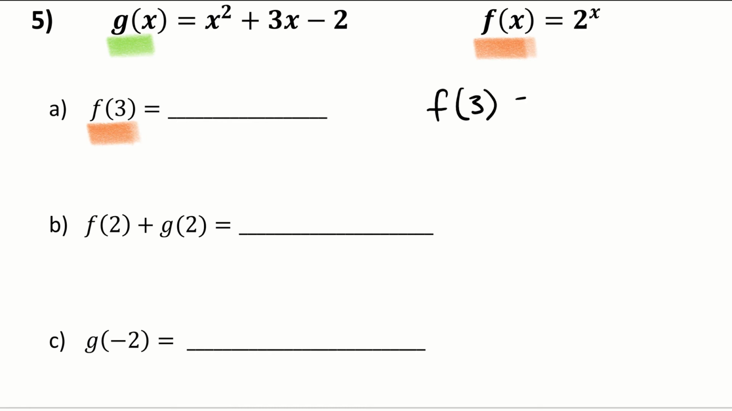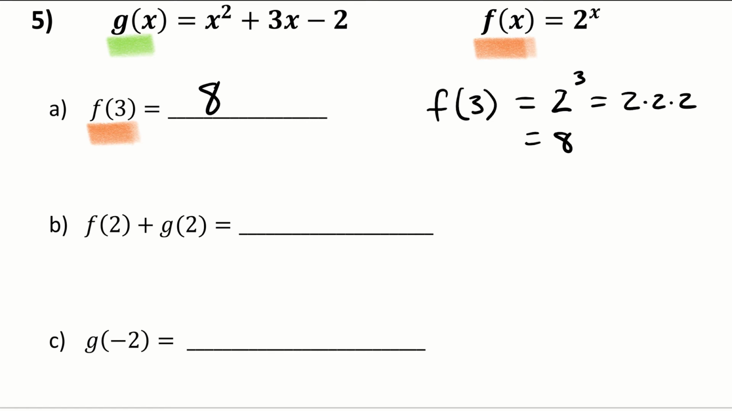that's the input, and the output will be 2 raised to the third power, which is of course just 2 times 2 times 2, which is the number 8. So when I cube 2, when I take 2 to the third power, I get the number 8.